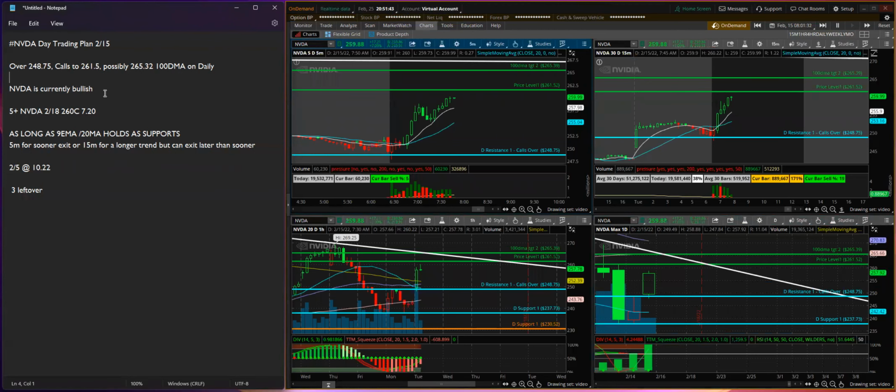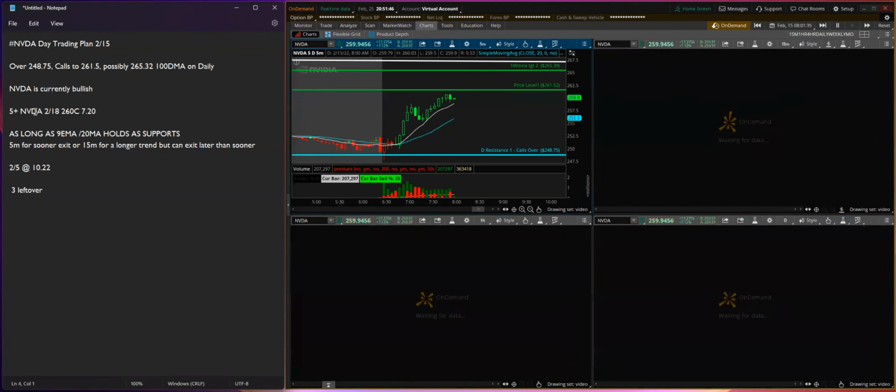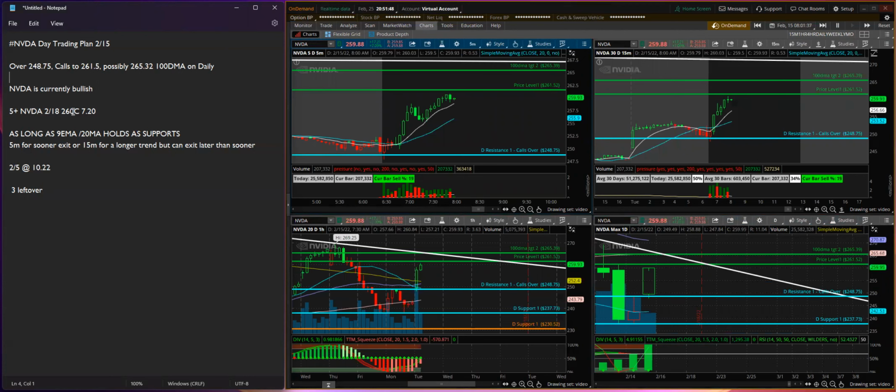And NVIDIA is currently bullish. We bought 5 NVIDIA 260 contracts at 7.20 each. And I will be holding it as long as the 9 EMA and 20 moving averages hold as supports on the trend. 5 minutes for sooner entry or exit, and 15 minutes for holding it for the trend on my moving averages. But if you are using 15 minutes for exit and entry, it will give you later exit and entry signals. Right now, market is still consolidating right here.